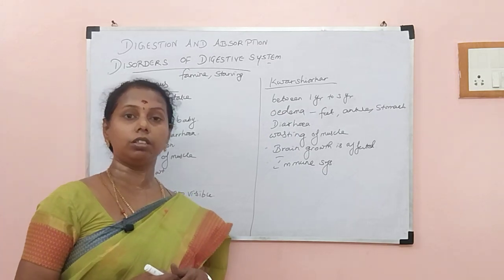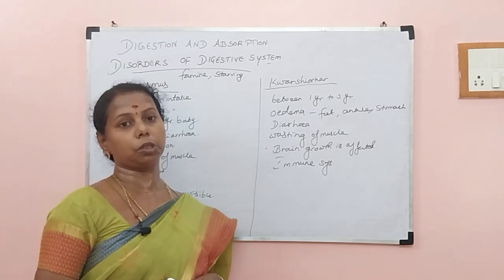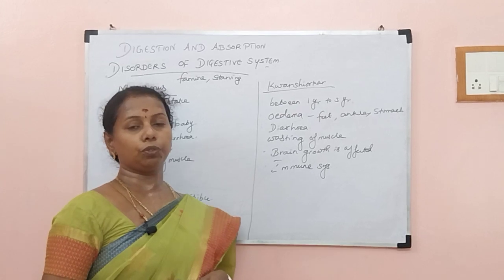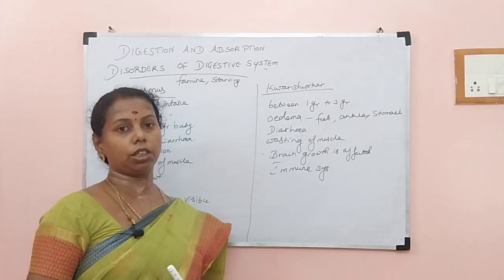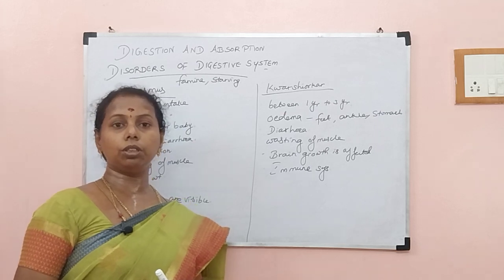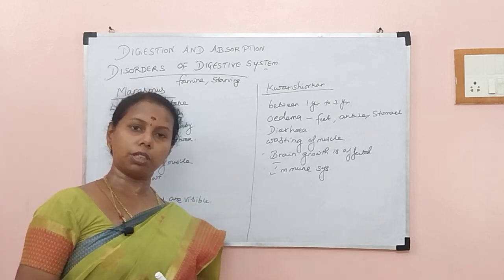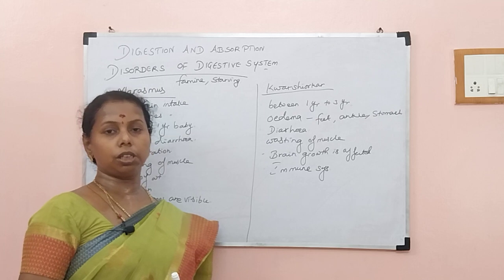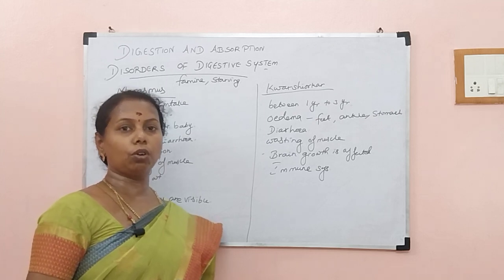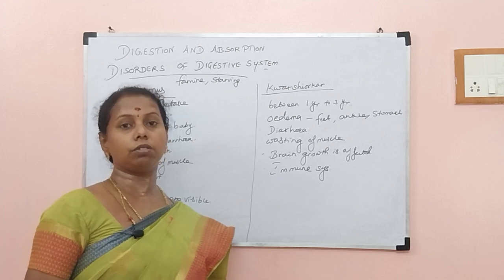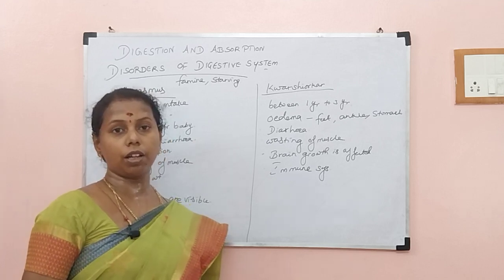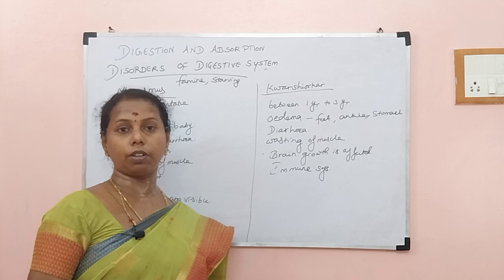I hope, children, you understood the chapter digestion and absorption. You will get 3 to 4 questions from this chapter, children. Now let me ask you one question. Imagine a 6-month-old baby who is having mother's milk and is now switched to a low calorie diet. Which digestive disorder will the baby suffer from? Can you post your answers in the comment box as always, children?